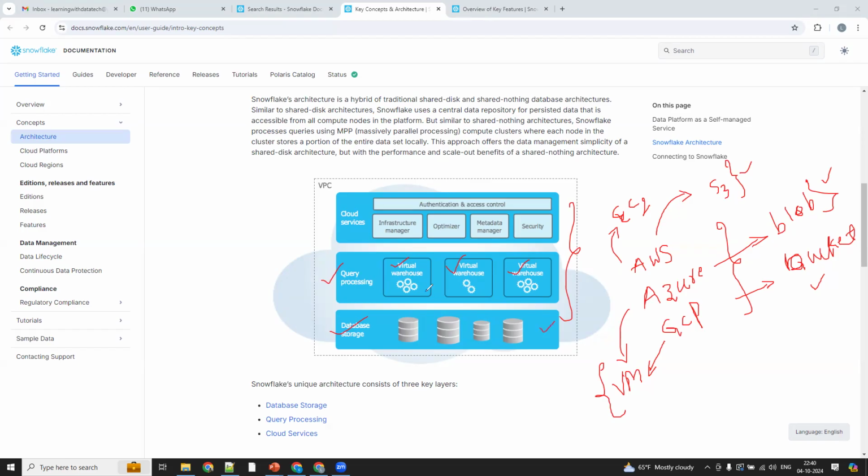Processed means, let's say, you run select star from EMP where department number equal to 10. Department number equal to 10 means it has to be filtered, right? Those filter conditions, aggregations, and everything will be performed in this layer only. That is the second layer.